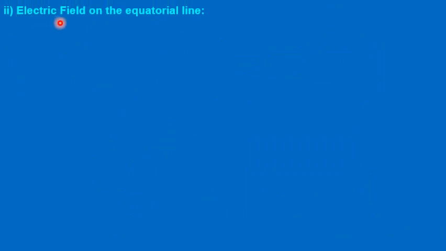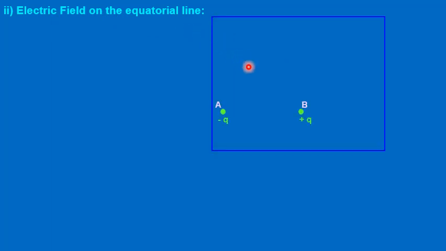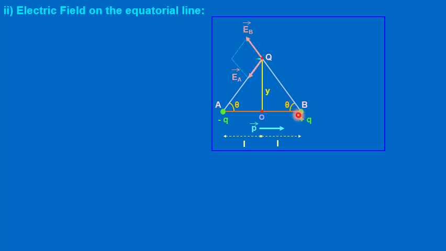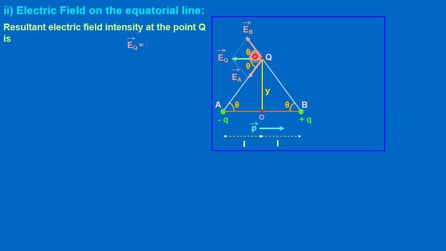Electric field on the equatorial line. As we can see in this diagram, the point Q is on the equatorial line at a distance y from O. EA vector and EB vector are as shown in the diagram, and the resultant of EA and EB is EQ vector, which is inclined at an angle theta from both EA and EB.